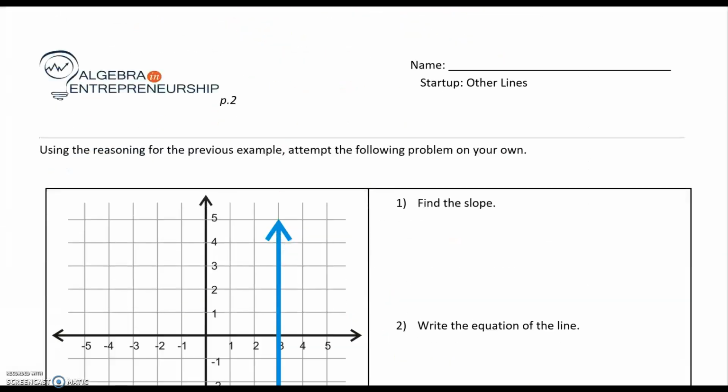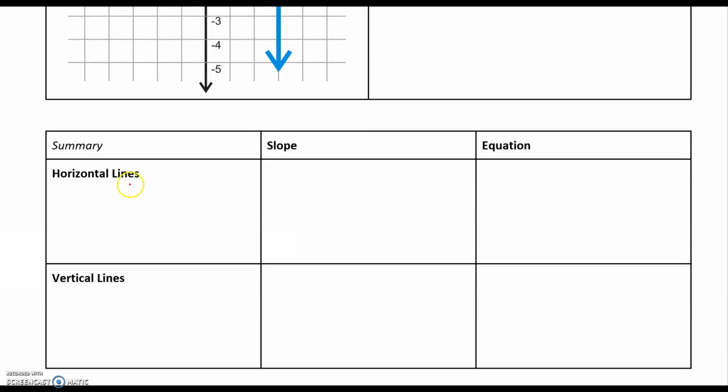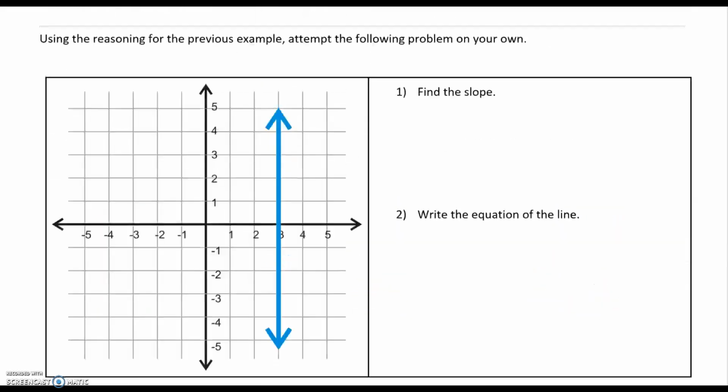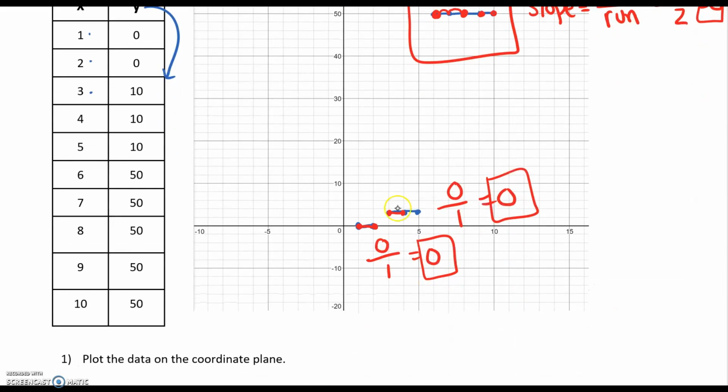So we're going to summarize this and also look at vertical lines, but we're going to start with horizontal lines. When you have a horizontal line that looks like this, the slope is always 0, and the equation is always y equals whatever the y-coordinate is. It's y equals some number. I want to give you another example. If you flip to the other side, I could also write the equation for, let's say, this line. It would be y equals whatever the y-coordinate is.